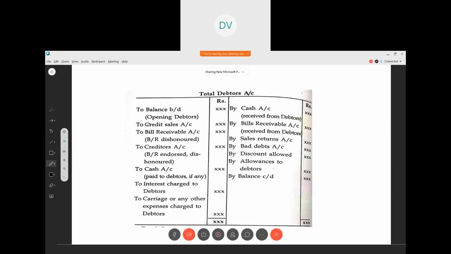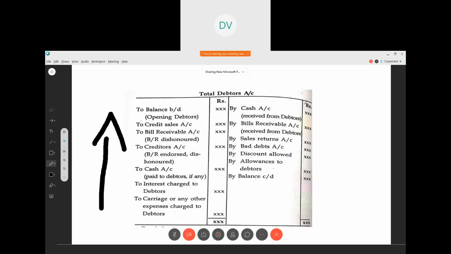Debtors. So there is opening balance, debtors, credit sales. When we are making more and more credit sales, our debtors amount will increase. Then when the bills receivable is dishonored, the bill gets cancelled and we have to add their name in the debtors account, right? So this will increase. Creditors endorsed and dishonored. Again, whatever dishonor is there, we can write here. Then cash paid to debtors, interest charged to debtors, carriage charged to debtors. This will always increase the value.